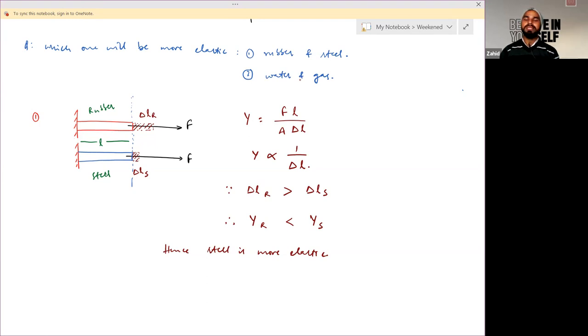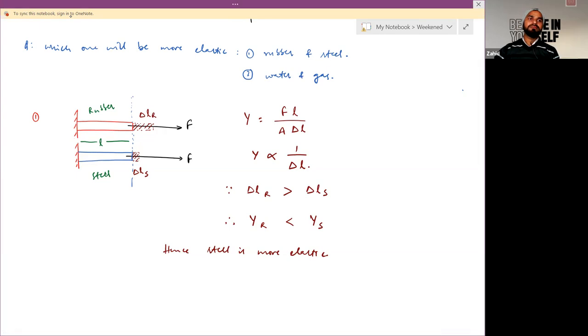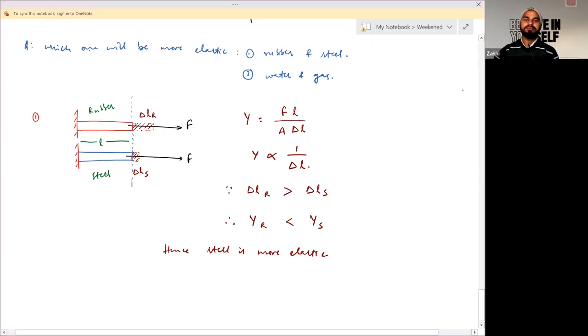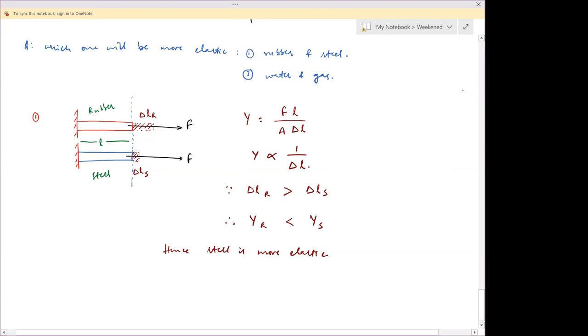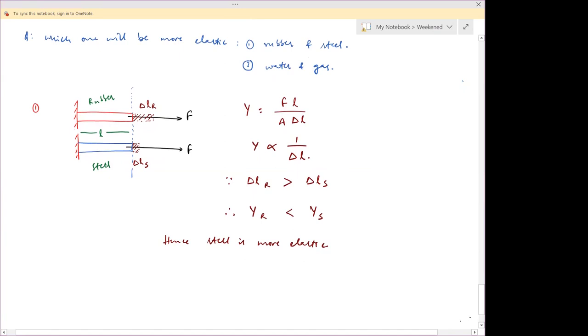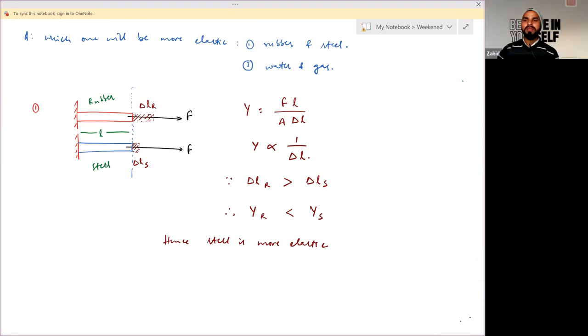Wahid, any doubt till this part? Okay. Done, sir. Wahid, you have written?